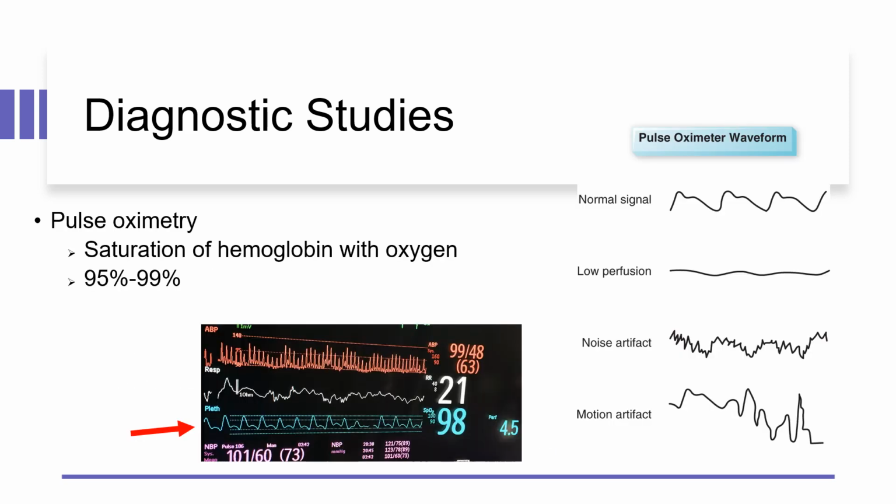Some more diagnostic studies. Pulse ox. So this is the most common, probably the one you're most familiar with. So this is going to give you the saturation of hemoglobin with oxygen. Our goal is going to be 95% to 99%.